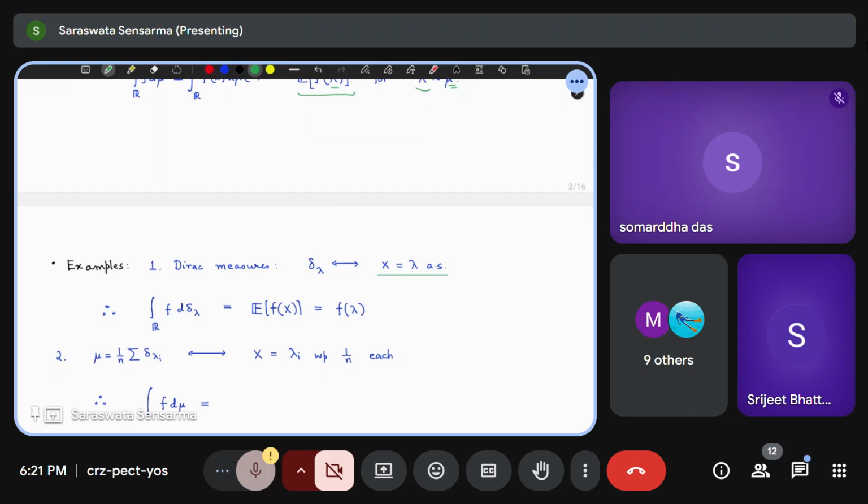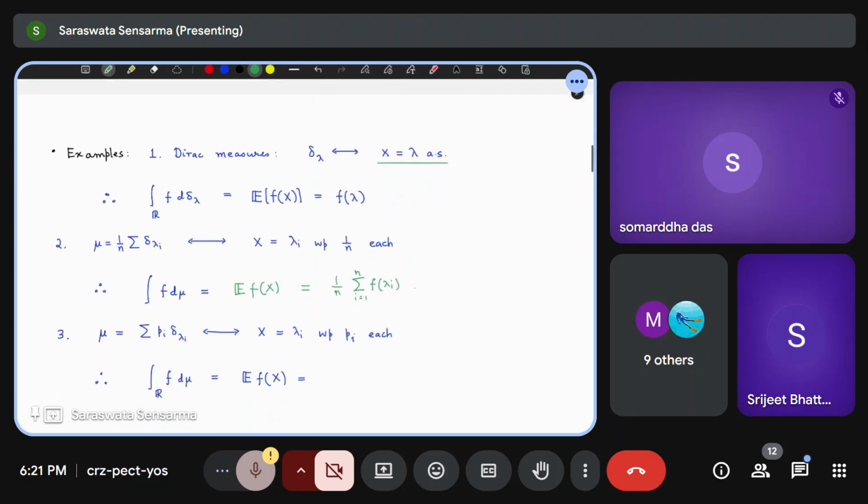Let's take another example. If you have summations of these Dirac measures, what do you get? This is just the expectation of f(X), where X takes values lambda I with probability 1 over n. So this is exactly 1 over n times the summation of f of lambda I. Correct? This is the simple formula for expectation. Similarly, in the third case, when you're taking X equal to lambda I with probability p I, this just becomes the summation of p I times f of lambda I.